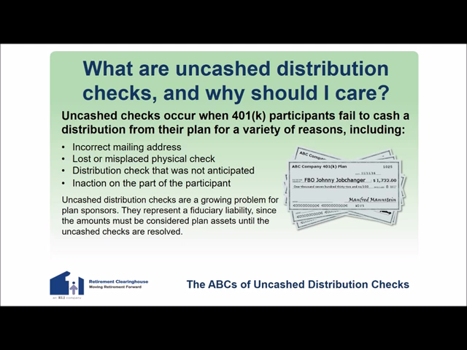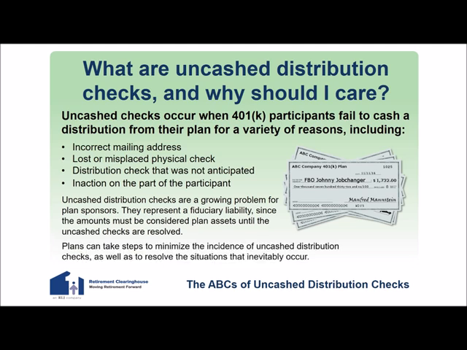Uncashed distribution checks are a growing problem for plan sponsors as the numbers of small balance accounts and separated participants grow. For qualified plans, uncashed distribution checks can represent a fiduciary liability, since the amounts must be considered plan assets until the check is cashed or otherwise resolved. Over time, the numbers of uncashed checks can mount, along with the administrative burden and fiduciary risk. Plans can take steps to minimize the instance of uncashed distribution checks, as well as to resolve the situations that inevitably occur.